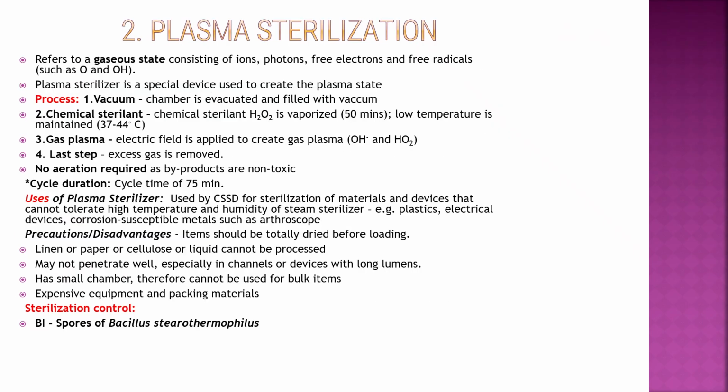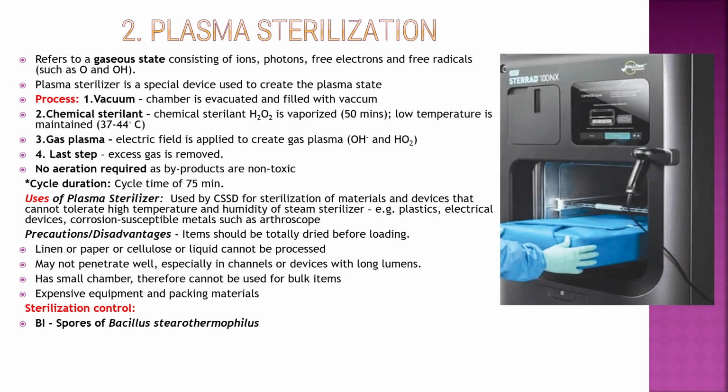Second is plasma sterilization. Plasma is a gaseous state consisting of ions, photons, electrons and free radicals such as O and OH. It is the most commonly used device in the CSSD to create a plasma state. Process: first a vacuum is created, then the chemical sterilant, that is H2O2, is vaporized for 50 minutes at low temperature, 37 to 44 degrees Celsius. Then gas plasma is produced by applying an electric field. Last step: excess gas is removed. No aeration is required because the byproducts are not toxic.